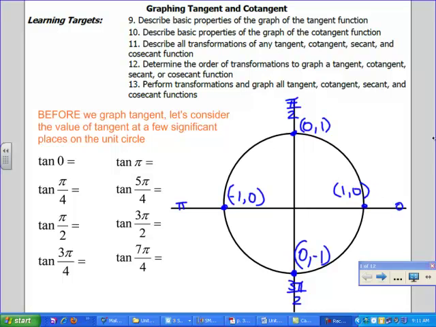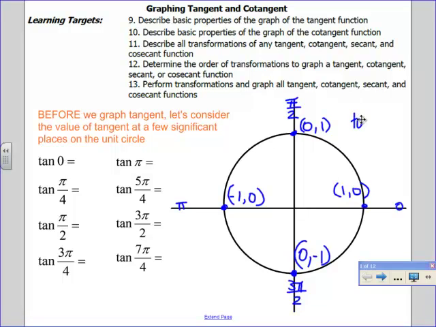If you recall, tangent is sine over cosine. So if we use that quotient identity and our basic values, which went cosine, sine, we can come up rather quickly with the tangent value at each one of those quadrantals. So tangent of 0 would have been 0 over 1, which gets you 0. Tangent of pi over 2.